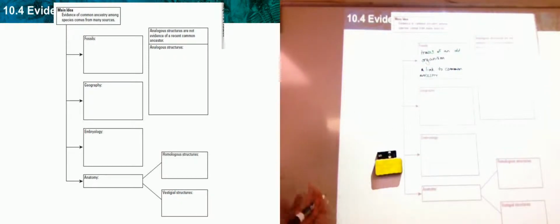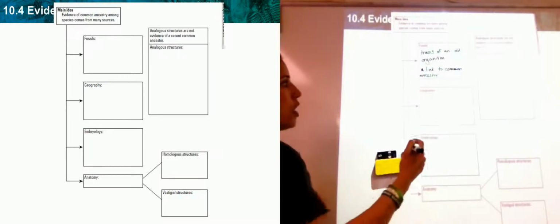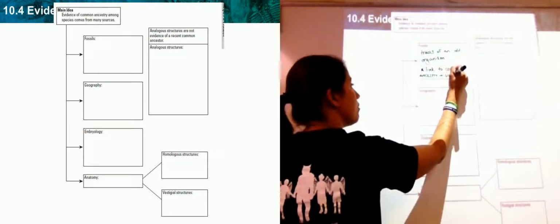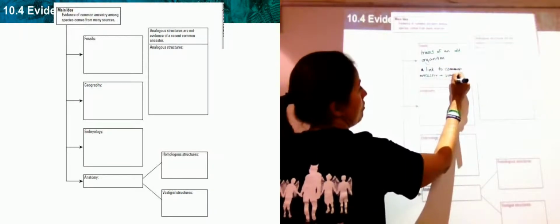Is that the only thing we can go off of? Oh, these fossils look the same? Absolutely not. That's why we have 3 other pieces of evidence to use for evolution. But yeah, link to common ancestry, basically similar structures.